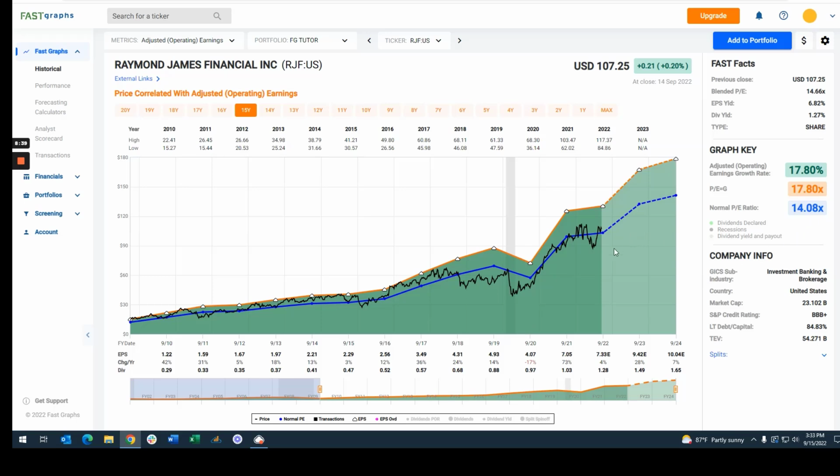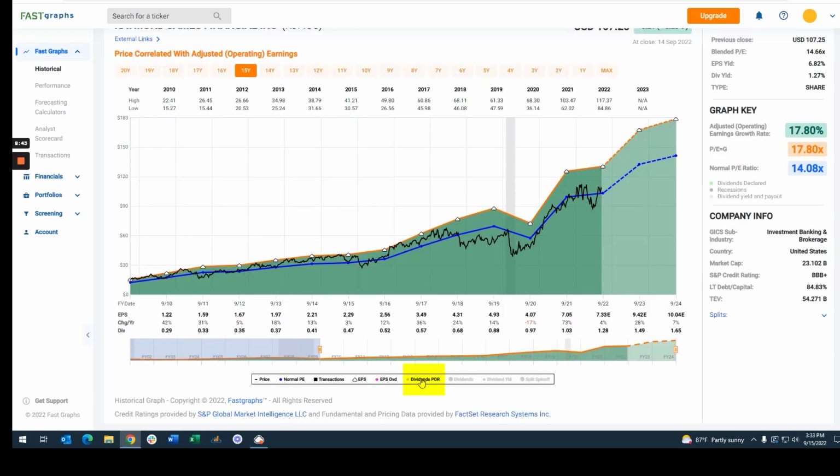All that is information. The next thing we do on the graph is we draw a third line, which is the white line, which we call the Dividend POR or Payout Ratio Line. What this line does is it shows, first of all, that the dividends have been increasing steadily. You can see that by looking at the bottom of the graph here. And you can also see that the area below the white line represents the dividend payout ratio. So if I point to one of the dots, I can see that in fiscal 2014, Raymond James paid out about 18 to 19% of their earnings.